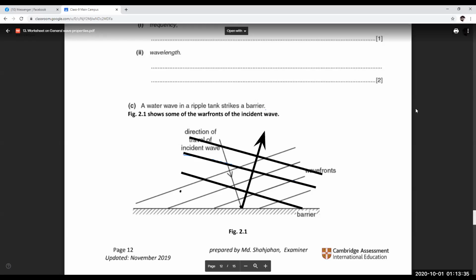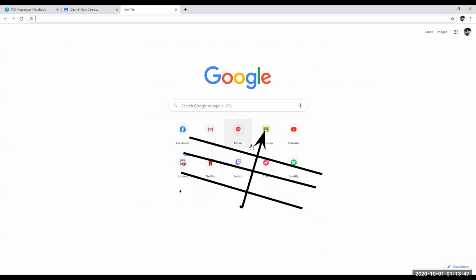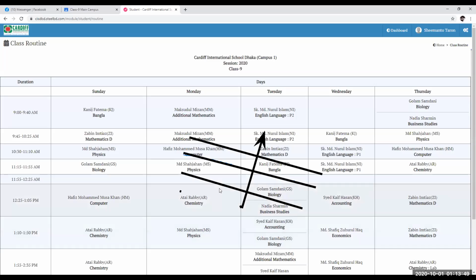Sir, the gaps will be the same, no, sir? Yes. Gap should be the same because it is the same wavelength. It is the same medium it is going. It's not changing the depth. Yes, sir.